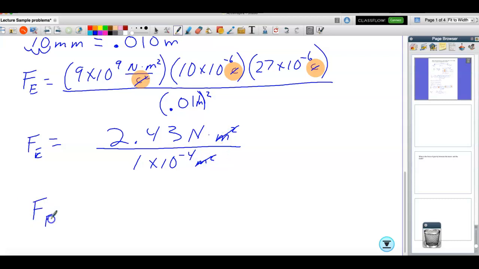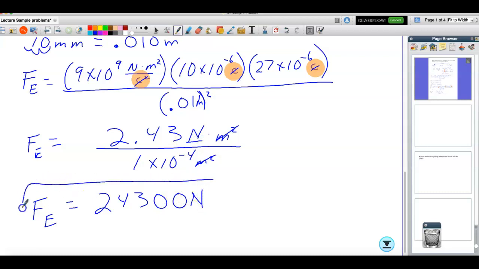And so our force of the electric field is going to be 24,300 newtons. So there's our force between those two charges that are 10 millimeters apart.